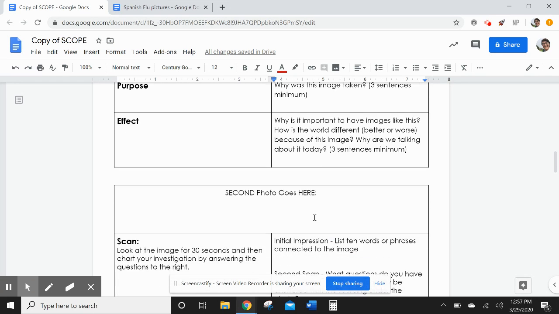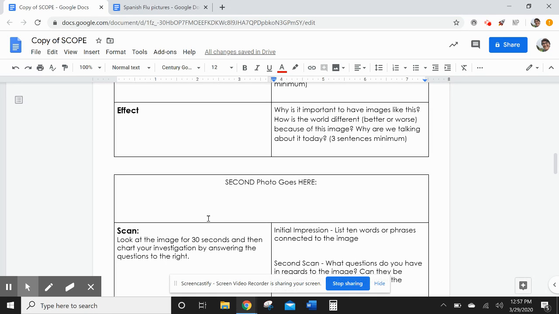And then you'll do this again with a second image. So you'll do those with 2 images. I would suggest doing one with US and doing one from another country, just to kind of break it up a bit. But it is up to you, whichever 2 really kind of grab your attention.